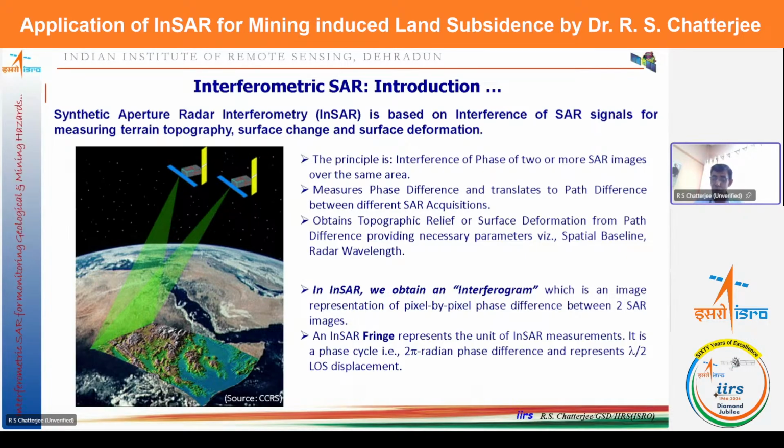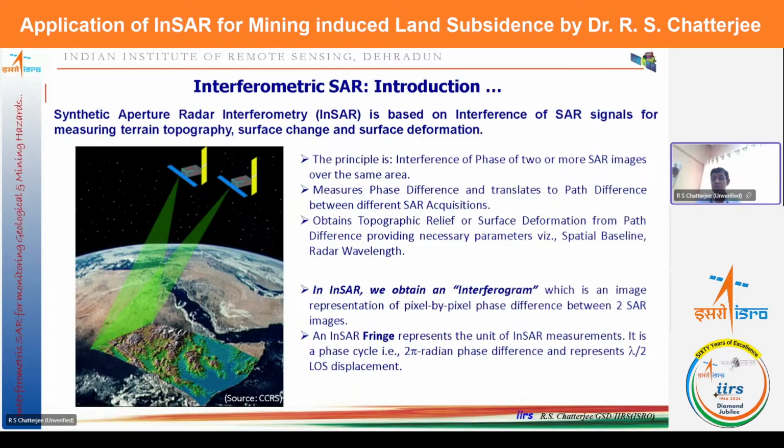And this one phase cycle, or one fringe, represents a certain height difference. When you use this for the purpose of getting a high precision digital elevation model, this fringe height is the terrain elevation difference into the space difference. It is a function of a number of parameters.